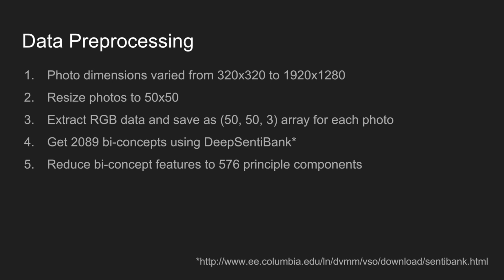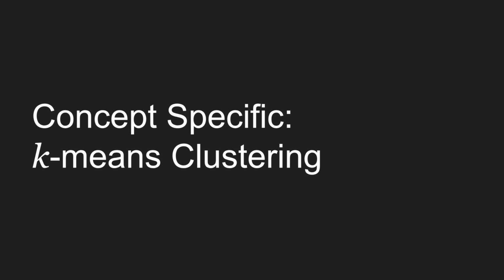To pre-process the data, as the photo dimensions varied, we resized all the photos to 50 by 50 and extracted RGB data and saved them as an array. Then we got the 2089 byconcepts using the Deep Sentibank library for the random forest algorithm and reduced the byconcept features to 576 principal components.